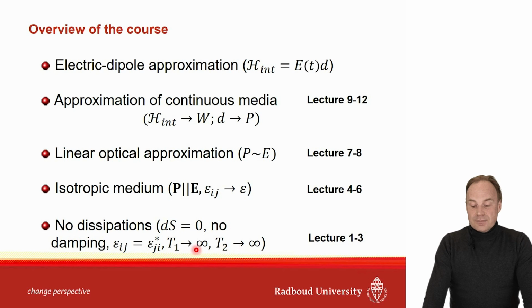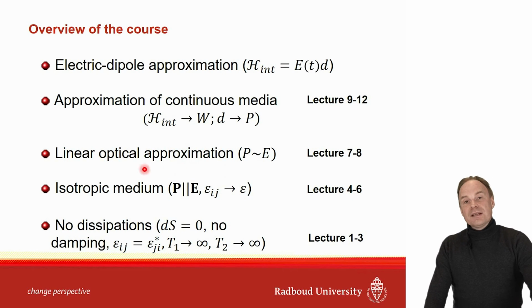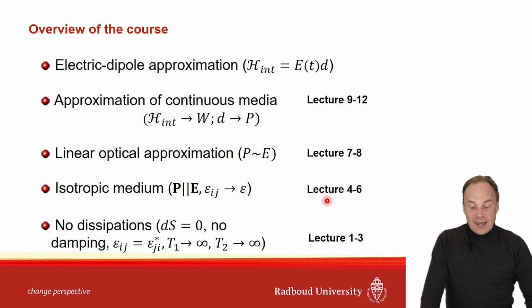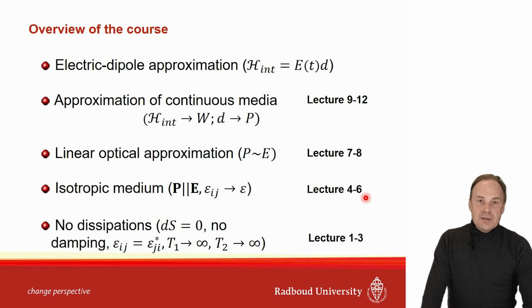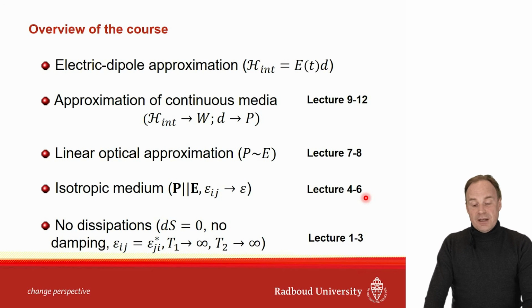Then we went to another approximation, the isotropic medium, and tried to understand what happens when we go beyond this approximation, when we analyze anisotropy in the medium. Anisotropy in particular can be induced by a magnetic field. Anisotropy can also be induced by an electric field. Anisotropy can originate from the crystal structure of the medium.